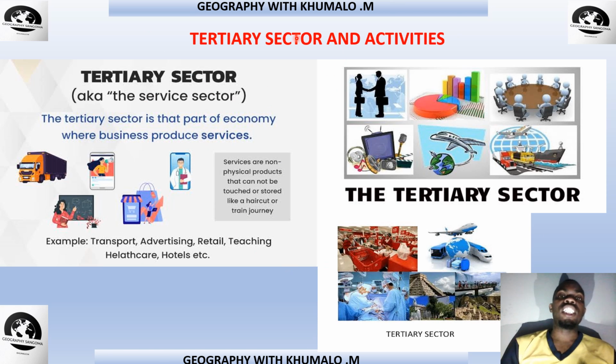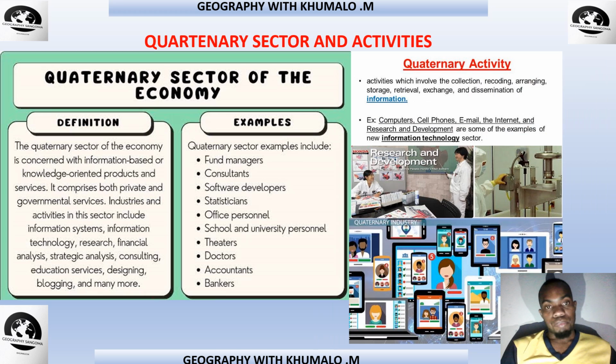Then we go to the tertiary sector and activities. The tertiary sector is that part of the economy where business produces services. Services are non-physical products that cannot be touched or stored, like a haircut or train journey. For example, we have transport, advertising, retail, teaching, healthcare, and hotels. Then here are examples of tertiary sector and tertiary activities.